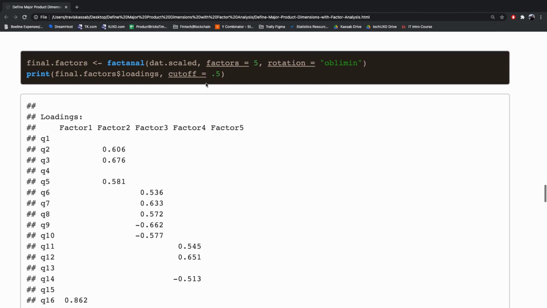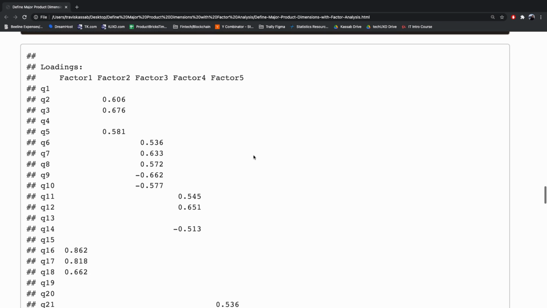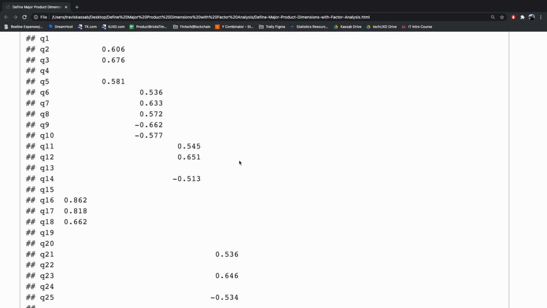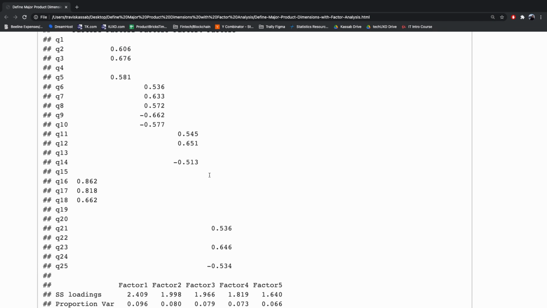And so here's this output here: 0.5 cutoff, 5 factors, still using Oblimin. The factors can still be correlated with one another. And if you look here, this really cleans up our, here, let me zoom out a little bit. This really cleans up the output.